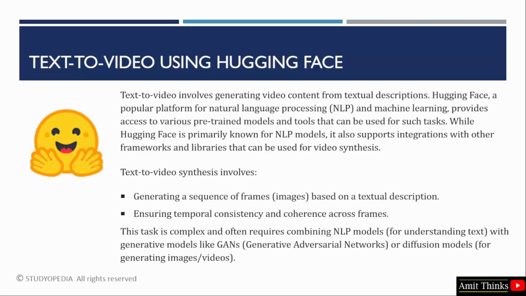So we have a lot of pre-trained models and tools for generating videos. Hugging Face provides the same models. The text to video synthesis term I just told includes generating a sequence of frames based on a textual description. Since it's a complex task, it requires combining different NLP models with generative models or even diffusion models. Okay, diffusion models we saw in the previous lesson. It is used for generating images or videos.